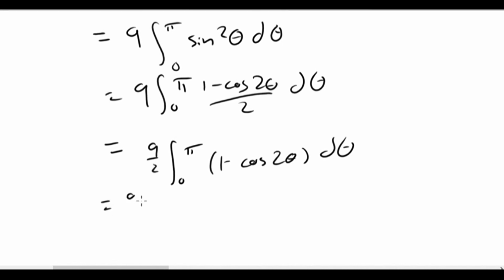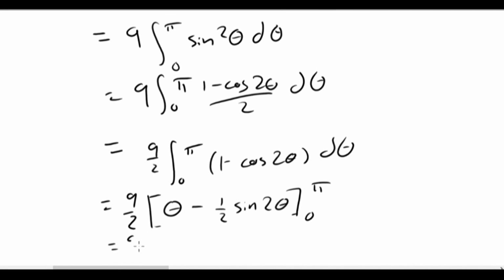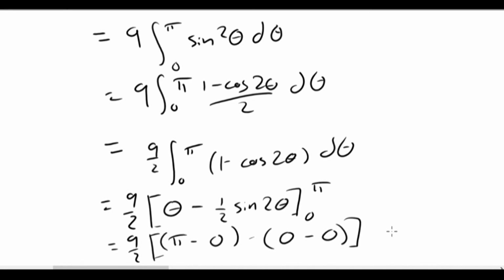This is the same thing as 9/2 times theta minus 1/2 sine of 2 theta evaluated at 0 and pi. So 9/2 times pi minus 1/2 sine of 2 pi, which is 0, and then 0 minus 1/2 sine of 2 times 0, which is also 0. And so all this is equal to 9 pi over 2.